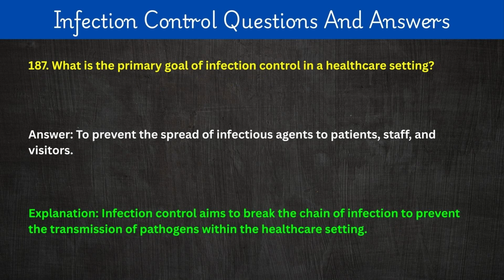187. What is the primary goal of infection control in a healthcare setting? Answer: to prevent the spread of infectious agents to patients, staff, and visitors. Explanation: infection control aims to break the chain of infection to prevent the transmission of pathogens within the healthcare setting.